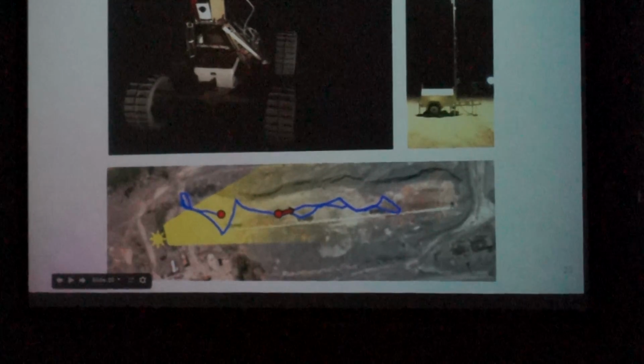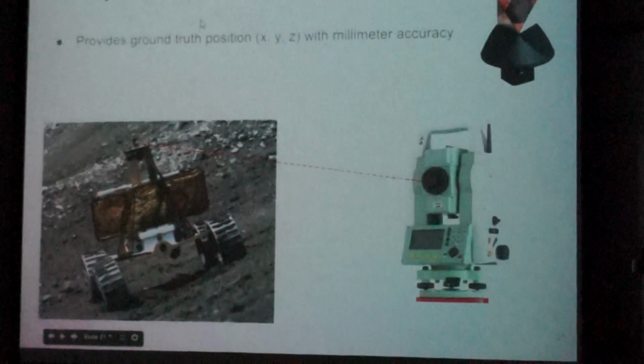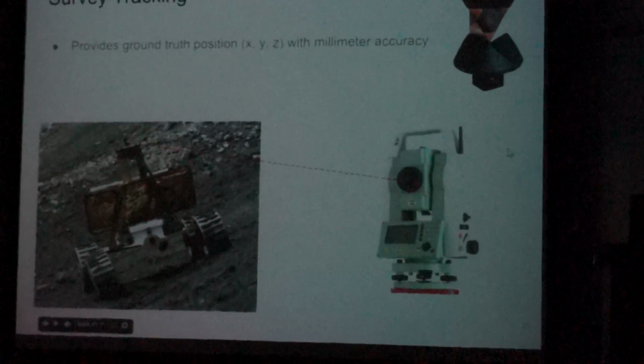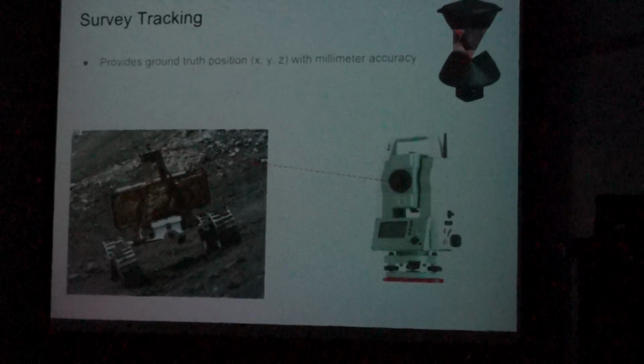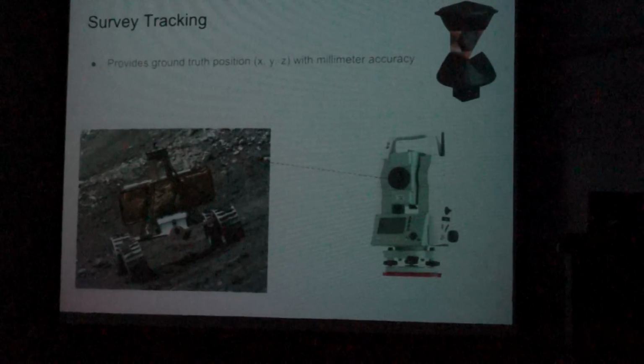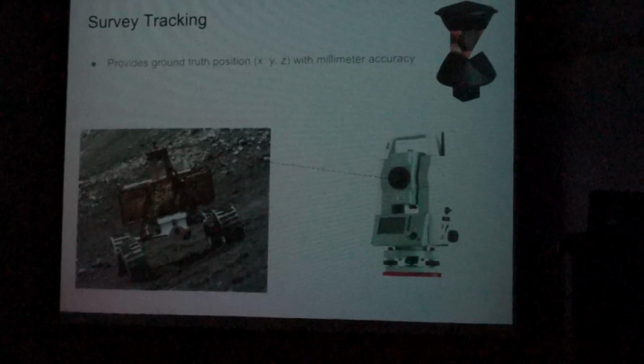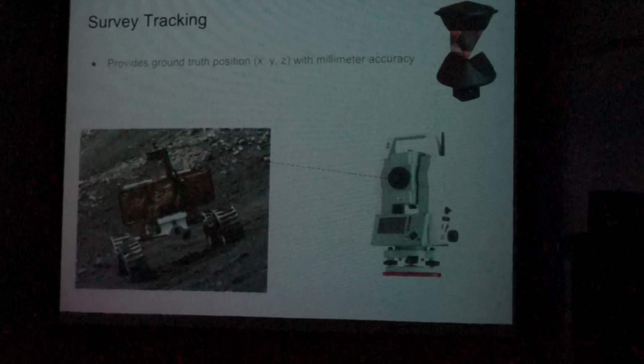There's also a prism up here that the survey gun uses. It's a total station that gives us the ability to track the rover with millimeter or centimeter accuracy, depending on how far away the rover is. It's automatic and gives a great baseline for comparing path reconstructions to.